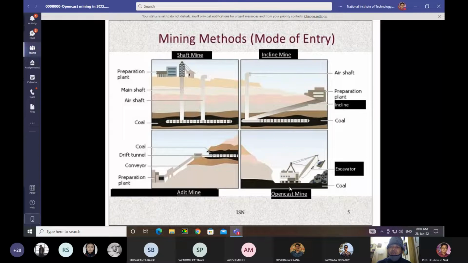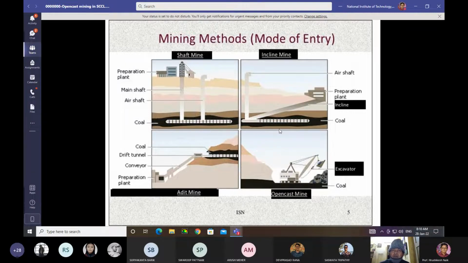And the fourth one is open cast mining, which we are interested in. The fourth one, this figure at the bottom, is open cast mining. Open cast mining is carried out with the help of excavators. This is a dragline excavator, and this coal deposit is being exploited with the help of the dragline.